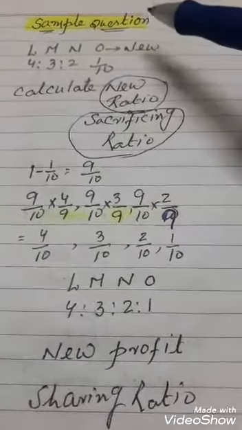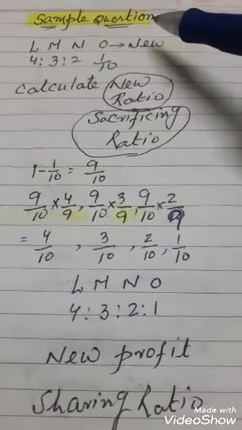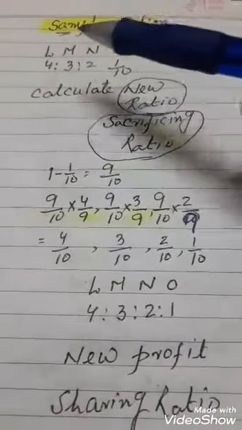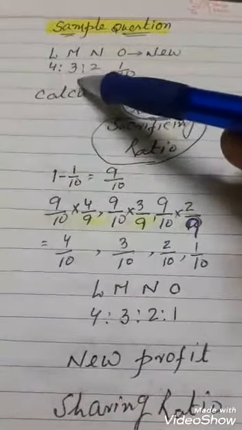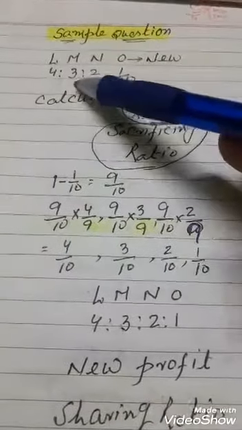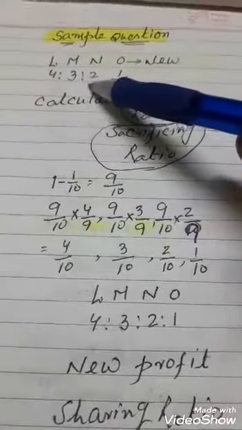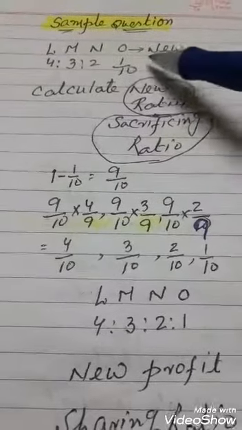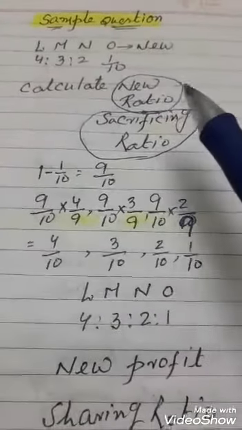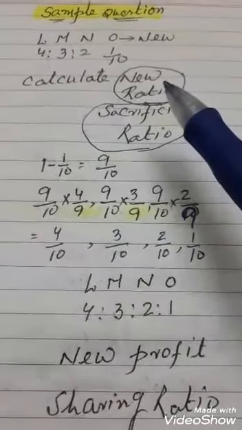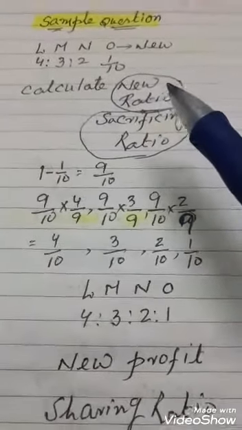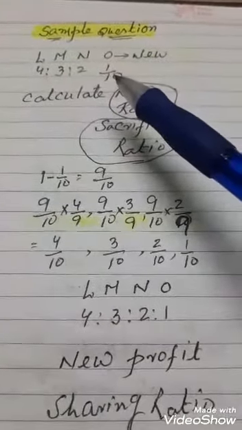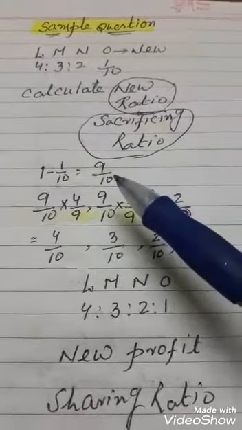Children, through a sample question, you have to solve both the new ratio and sacrificing ratio. Old partners L, M, N, 4, 3, 2, that is 4/9, 3/9, 2/9. They admit new partner O for 1/10. The question says calculate the new profit sharing ratio. 1 minus 1/10 equals 9/10.